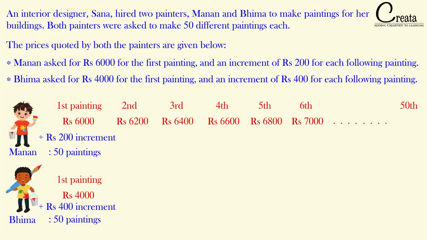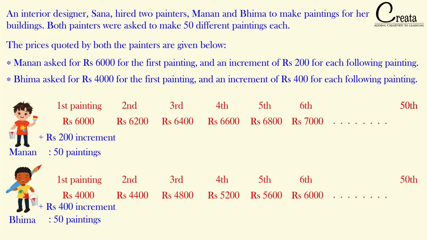Similarly for the Bhima case also, the price of the first painting he will take is rupees 4,000, and for creation of each additional painting rupees 400 will be an increment. First painting 4,000, second painting 4,400, increment of 400, then 4,800, then 5,200, 5,600. Similarly, the price of painting will increase. Note that in case of Manan, the difference is rupees 200, while in the case of Bhima, the difference is 400. Further, are you able to observe an arithmetic progression series in both the cases?